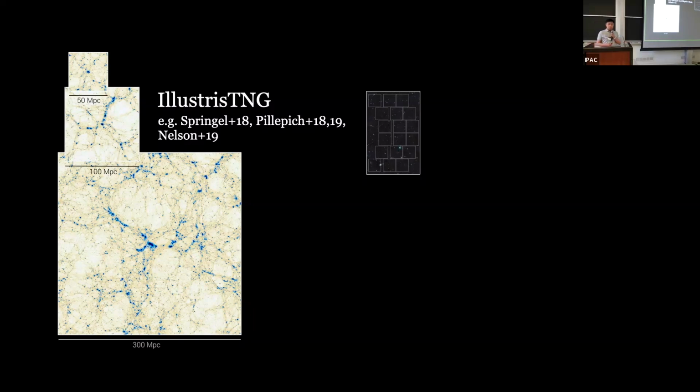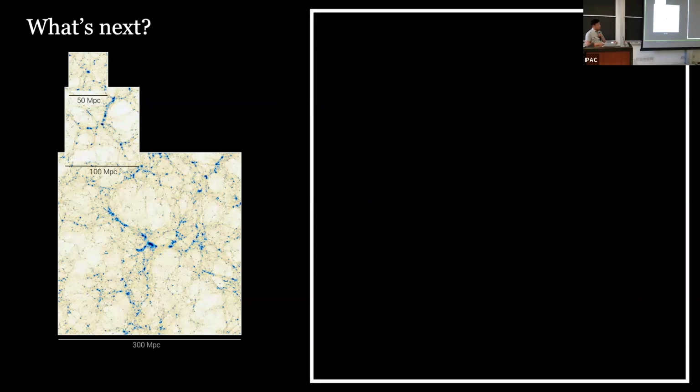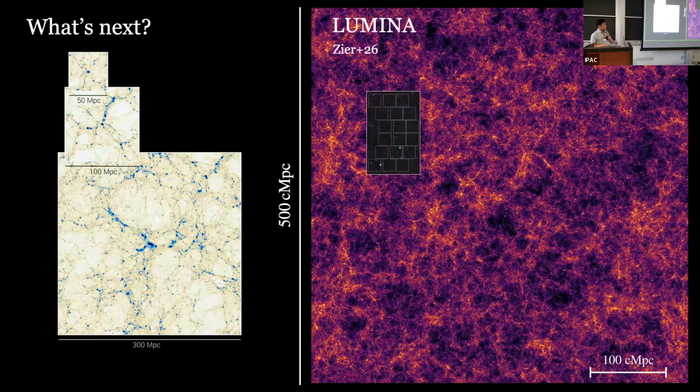But nowadays, with 8 years past, with better computing facilities and better code, what we can do now is to take, roughly speaking, the resolution and the physics of this 100 comoving megaparsec box and scale it up by more than 100 times in volume. And that brings us to the Lumina simulation. We have already completed this simulation. It reached around redshift 3, which is around the end of the helium reionization. It has a box size of 500 comoving megaparsec.